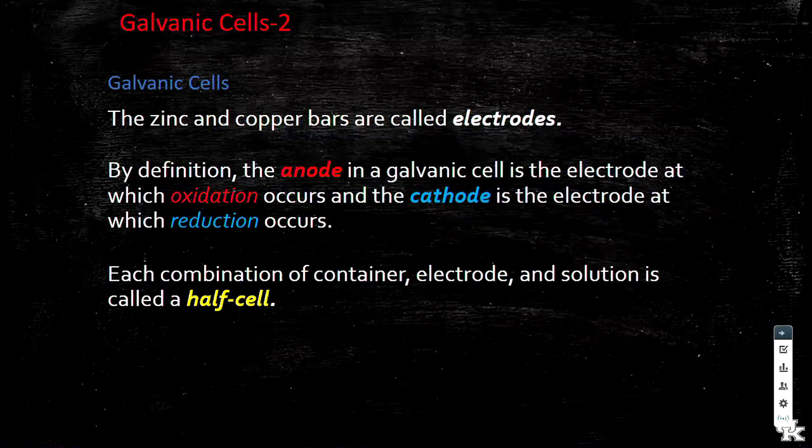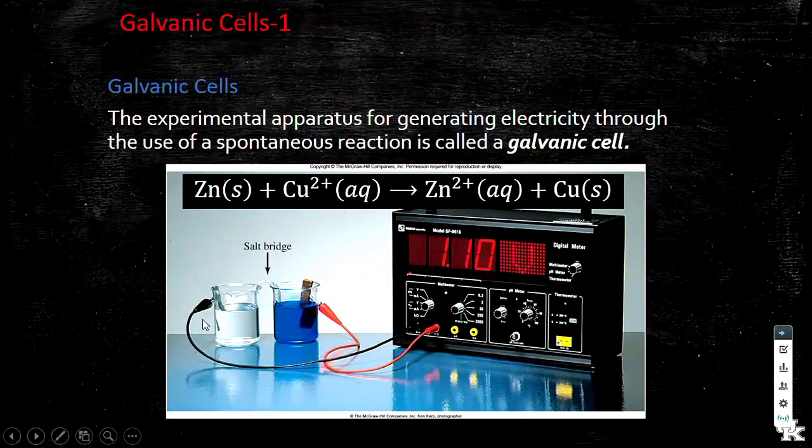And the zinc, let's go back, and the zinc, again, this is called a half cell or a half reaction, and this is a half cell, the copper solution. So these are 2 half cells. Or if we break this out as zinc going to zinc 2 positive, that's a half reaction, and then copper 2 positive going to copper solid, that's a half reaction.